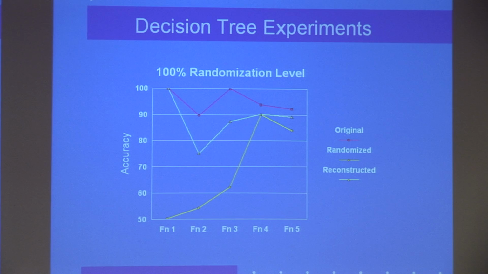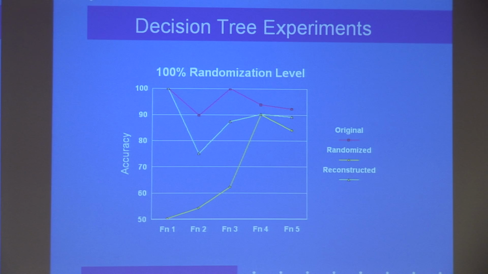OK. The green line is the reconstructed accuracy. 100% is perfect accuracy. This is a kind of a poor graph because this really isn't a line. These are independent points. So don't worry about the fact that they seem to be connected. It's kind of a strange way of looking at it.